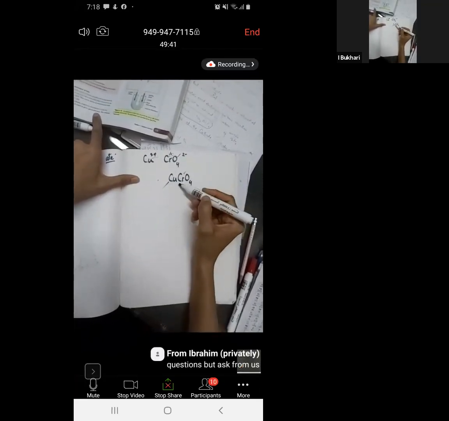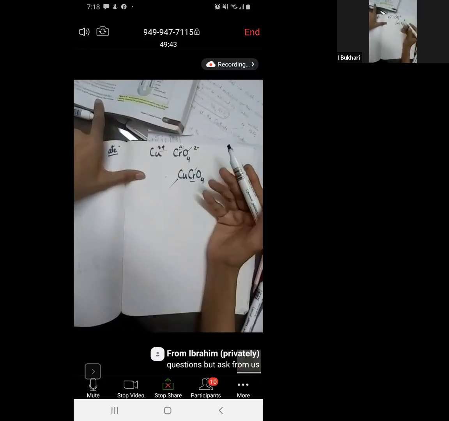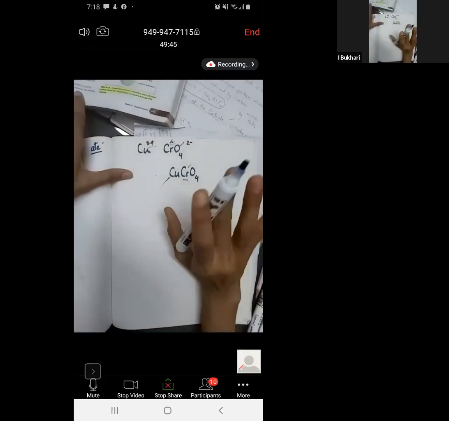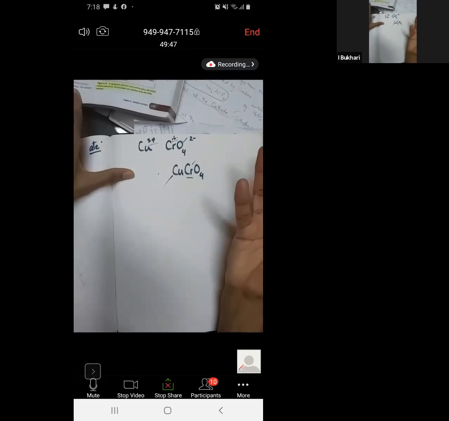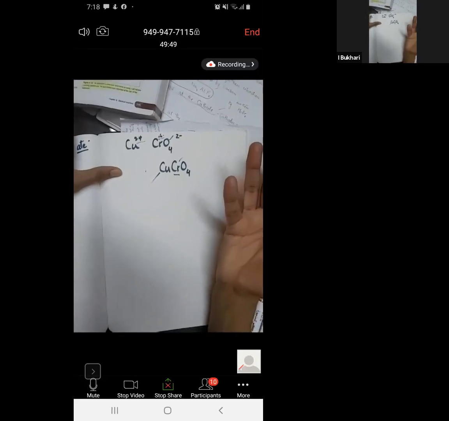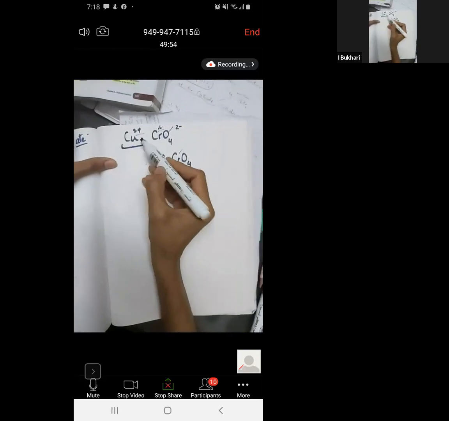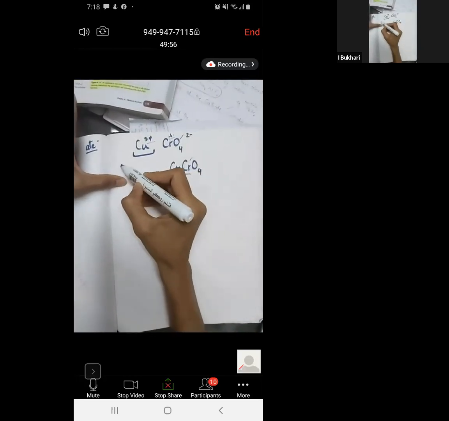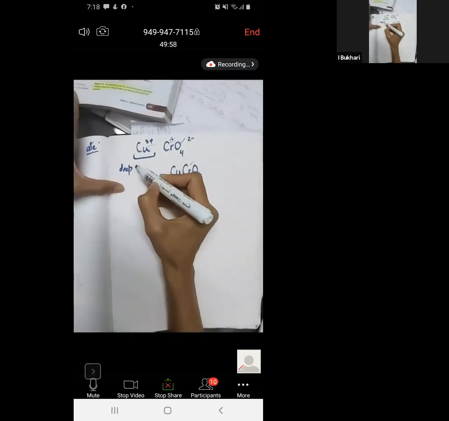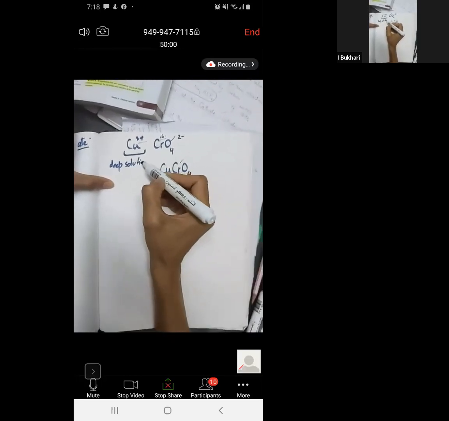By the way, I told you chromium means color. So chromium gives a lot of different bright colors in different oxidation states in its solutions. Okay, so we have both. Remember, copper 2+ gives us a deep blue solution in water.